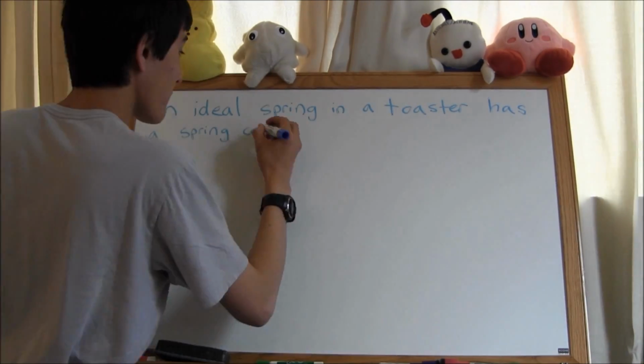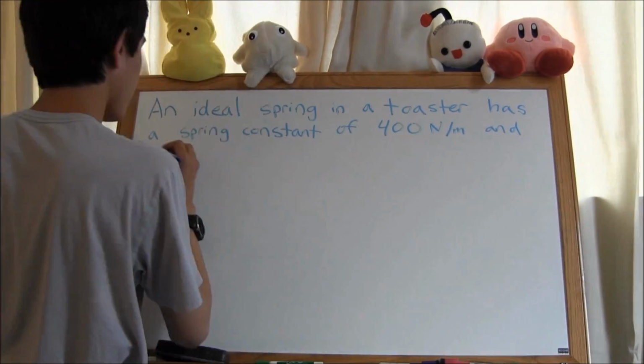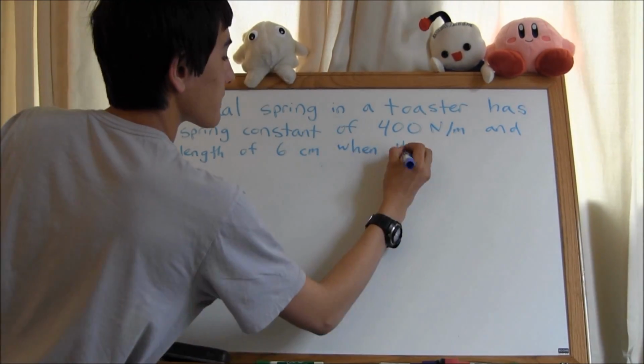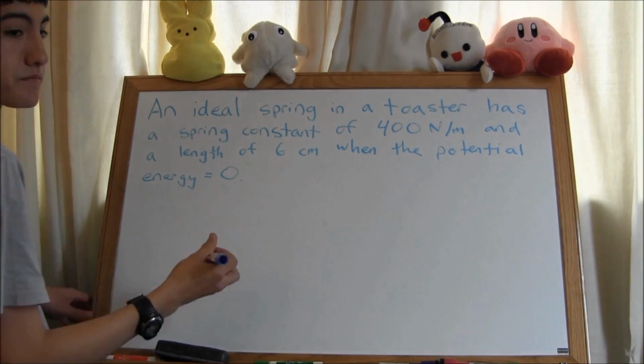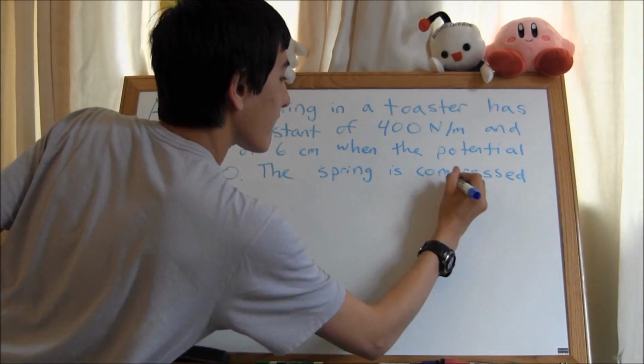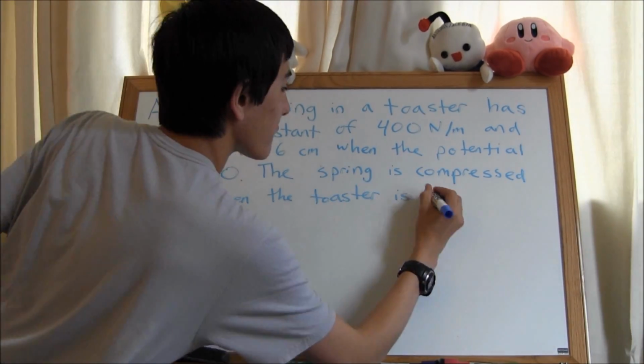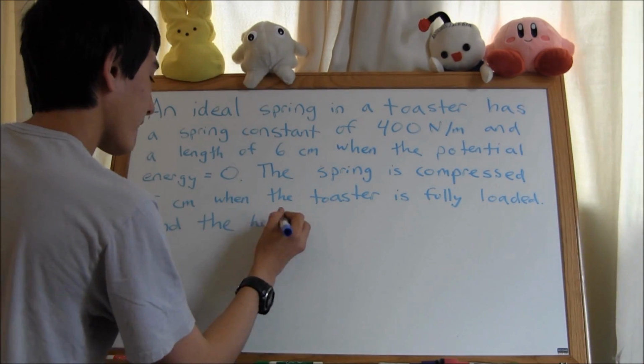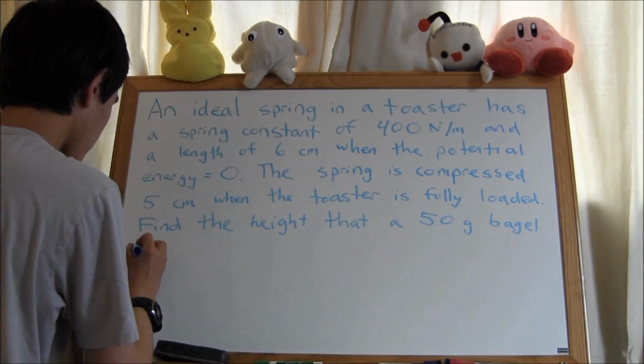An ideal spring in a toaster has a spring constant of 400 newtons per meter and a length of 6 centimeters when the potential energy is equal to 0. The spring is compressed 5 centimeters when the toaster is fully loaded. Find the height that a 50-gram bagel must be dropped in order to load it into the toaster.